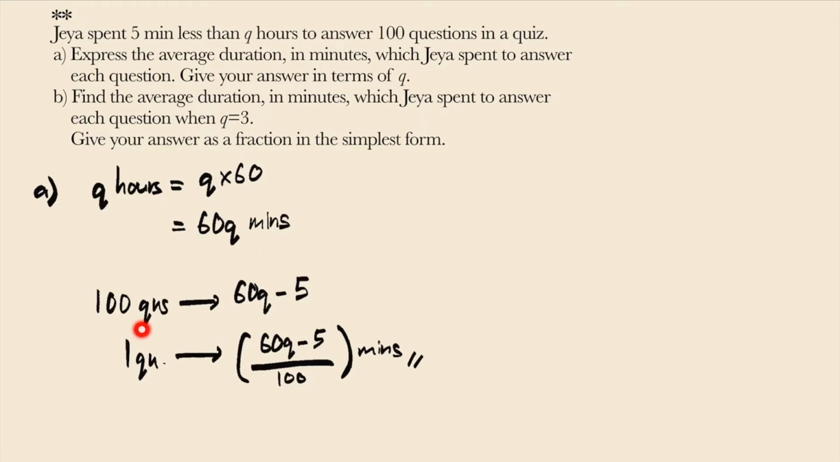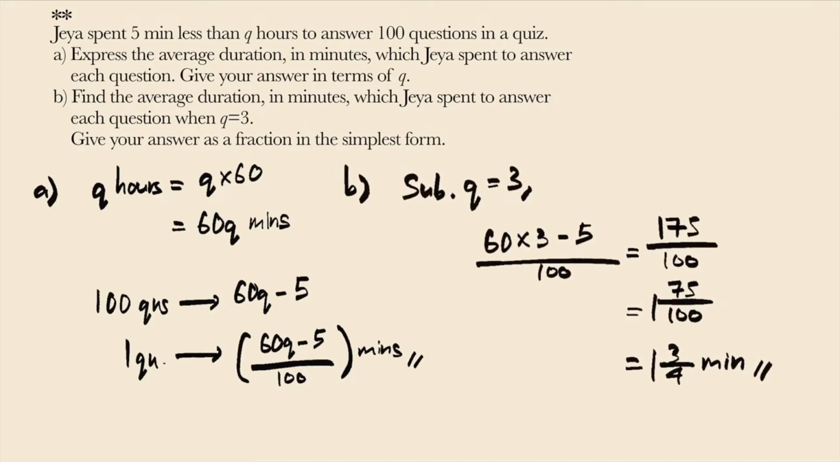For the 100 questions, it would be 5 minutes less than Q hours. So whatever Q hours is in minutes, minus 5. That would be the time taken for 100 questions. The question, however, is asking for each one. So we're going to divide this expression by 100 and the units is minutes. Next, find the average in minutes which JR spent to answer each question when Q equals 3. Ooh, how nice. We're just going to reuse this expression, except now Q is equal to 3, giving us 1 and 3 over 4 minutes. Don't forget the special requirements. Give your answer in the simplest form as a fraction.